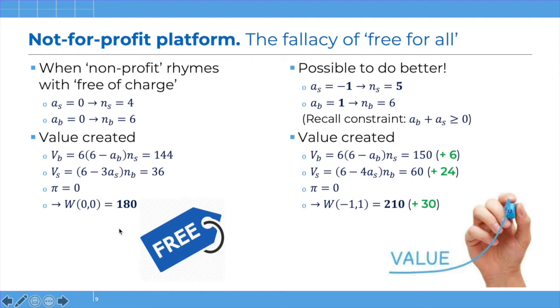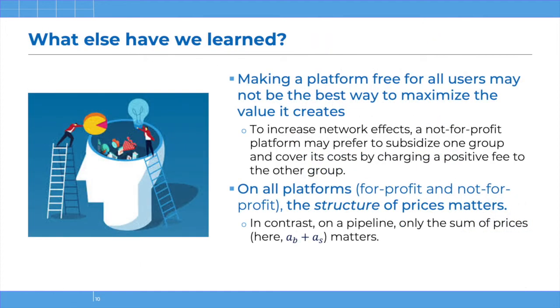So clearly here, a different strategy, which is not free for all, but subsidies on one side and a positive price on the other side, does better and increases the value for everyone. This is important to note: even though buyers pay more, they get a higher value from participating on the platform. They would be happy to pay more. So don't fall in the fallacy of free for all. Even if you have a non-for-profit platform, it doesn't mean that it has to be free, for the same reasons as before. So what else have we learned?